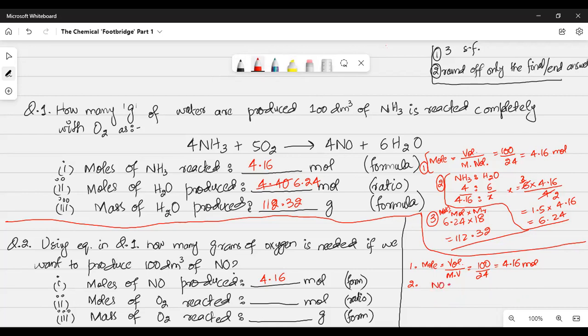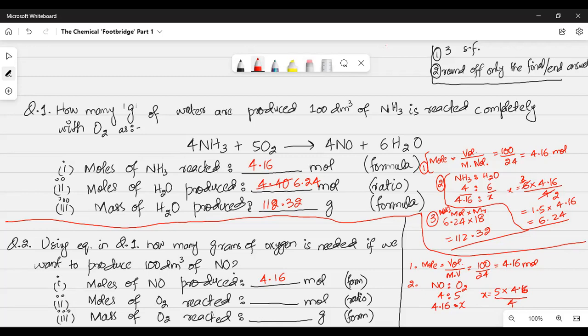So, oxygen is something that we need to find out, and NO is something that we have been given. So that's ratio 4:5 and 4.16 ratio X. So X is equal to 5 into 4.16 over 4, and the answer is 5.2. Yeah, that way the answer is not going to be 3.38.